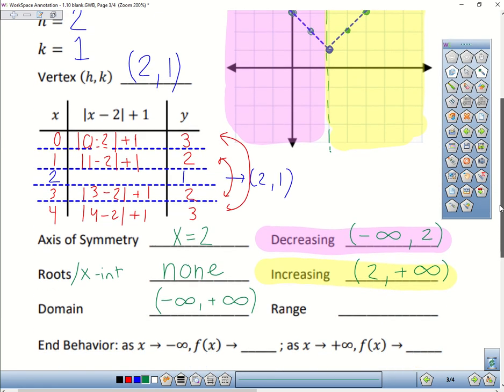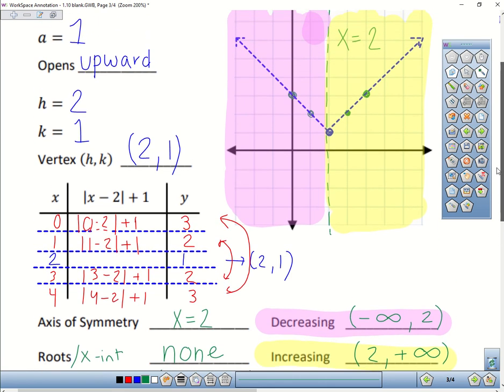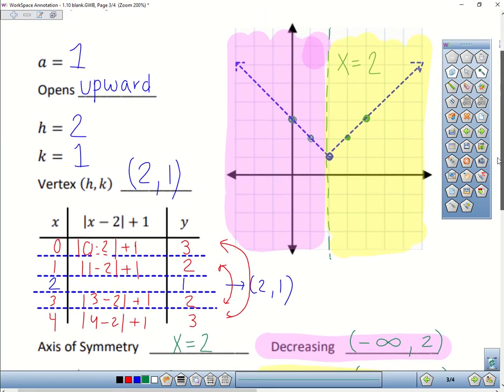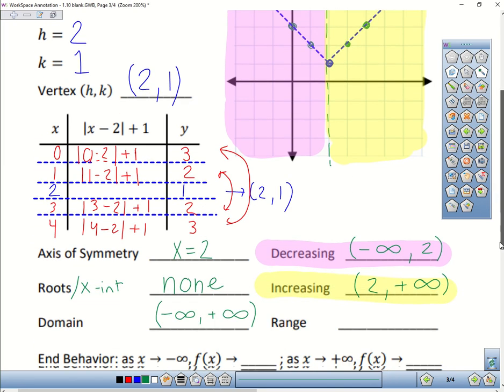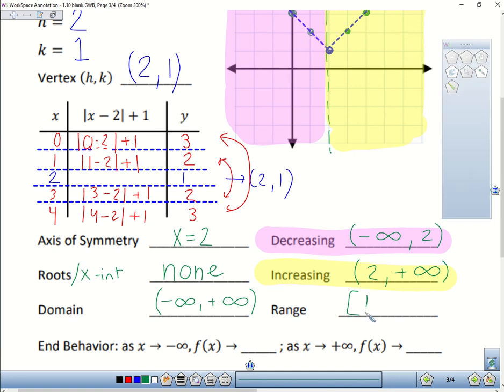Alright, moving on. Let's talk about the range. So in this case, what's the lowest? Oh, go ahead. So is it bracket, and for this one, the range, and then 1? You got it, yeah. It is going to be a bracket here because this value is included in the range. So what's the smallest my y value is ever going to be? 1. And the biggest is going to be positive infinity.